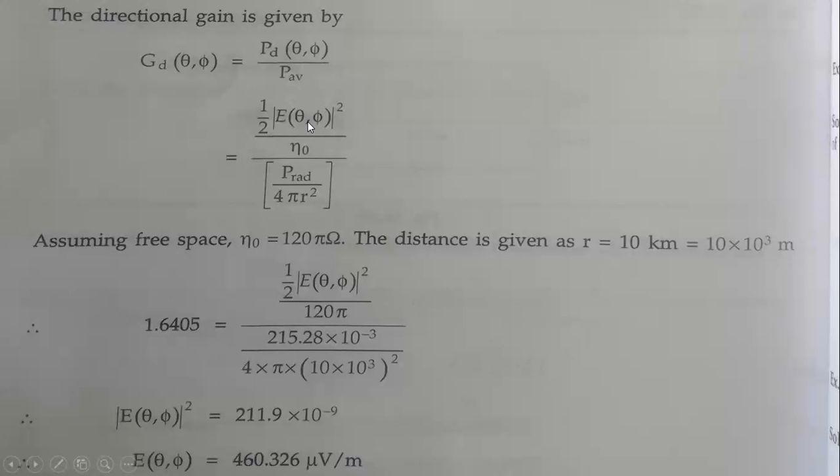E may be with respect to r, theta and phi, that's why we are taking mod of E square here. Divided by eta is the formula related to PD. So PD, the directive power, is equal to 1 by 2 mod of E square divided by eta 0. And what is the P average? That is the P radiated divided by 4 pi r square. In free space, we know very well the intrinsic impedance is 120 pi, and the distance is given in the numerical as 10 kilometers, so 10 into 10 to the power 3 in meters.